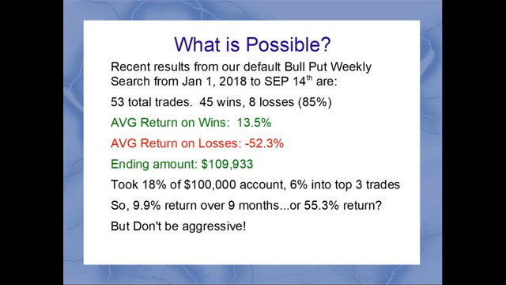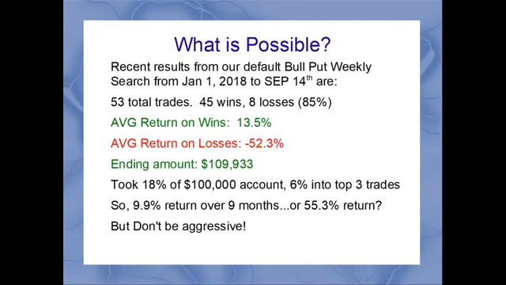There's other webinars on that on Power Options, but 53 total bull put spreads would have been entered. 45 were wins, 8 of them were losses, 85% win ratio, right around what we talked about. Now, the average return on the winners from that search over this time period was 13.5%, a little bit above that 11% target, and the average return on losses was 52.3%. Losses happened. No management, by the way. This is no management. 8 of those trades, the average loss was 52.3%.